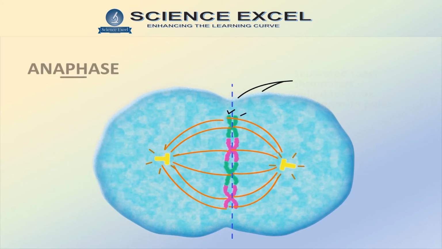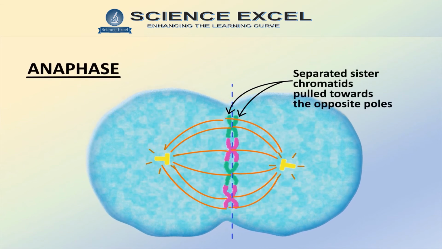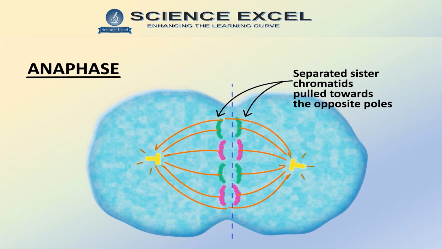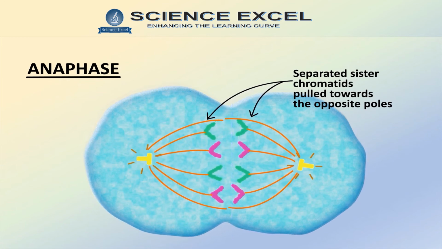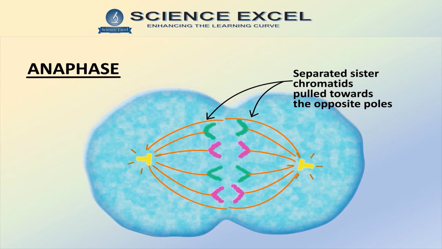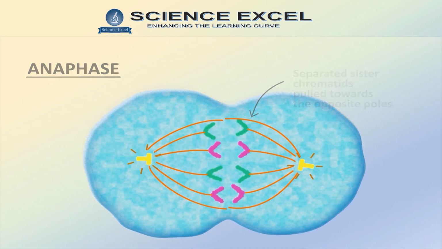In anaphase, the spindle fibers pull apart the chromosomes, separating the sister chromatids from the middle of the cell to the opposite poles. One set of chromosomes reach each pole by the end of anaphase.